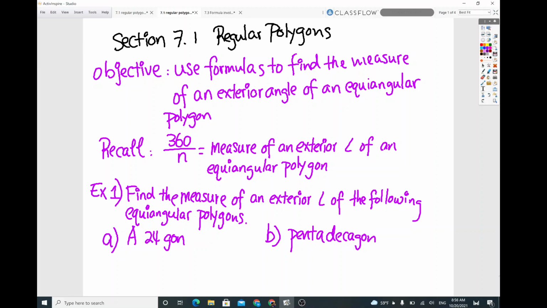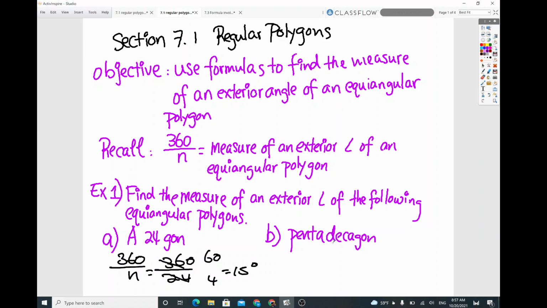For the first example, find the measure of the exterior angle of the following equiangular polygon. A 24-gon, so that means a 24-sided polygon. In order to find the measure of the exterior angle, it's always 360 divided by n. So 360 divided by 24. Basically just do the long division or simply reduce it. Divide by 6, so we get 60 over 4, and then dividing, we get 15 degrees.